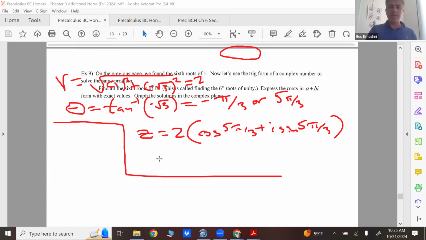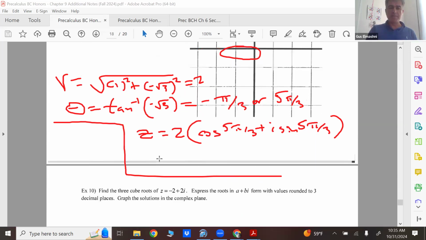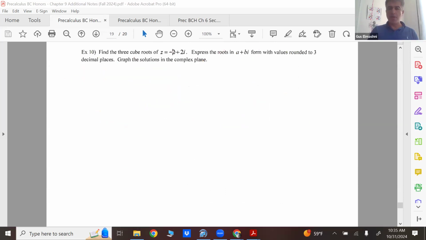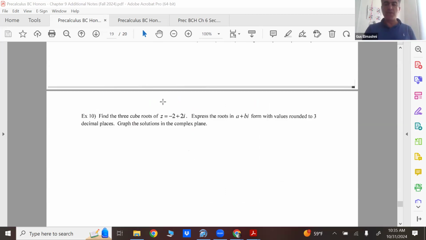Or let's say I want to find, let's look at this here, the cube root of -2 plus 2i. That's crazy. I don't know how I even do that without switching to trig form. So again, it's going to make things much easier.